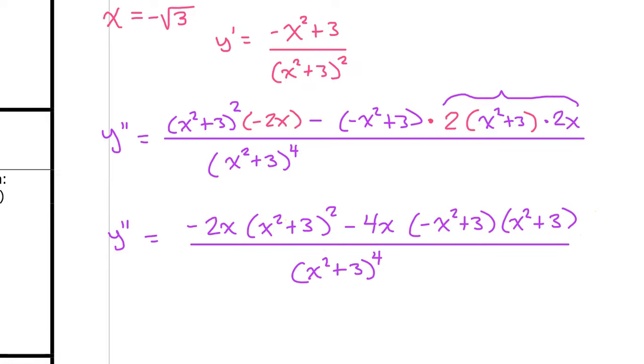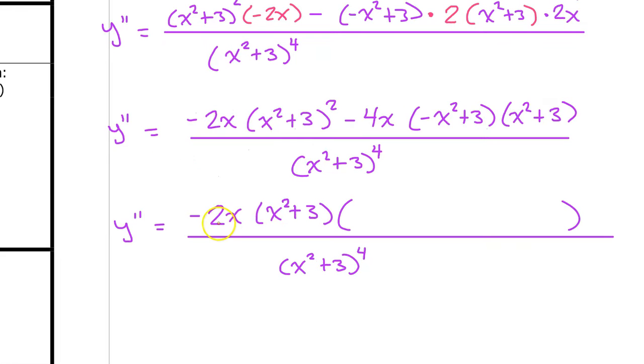But notice that we have a factor of x squared plus 3 here and here. Because there's this common factor, I mean there's two of them right here, we can factor out x squared plus 3. In fact, let's factor out negative 2x and x squared plus 3. I'm pulling out this GCF of negative 2x times x squared plus 3. Now I need to decide what's left on the inside of the parentheses.